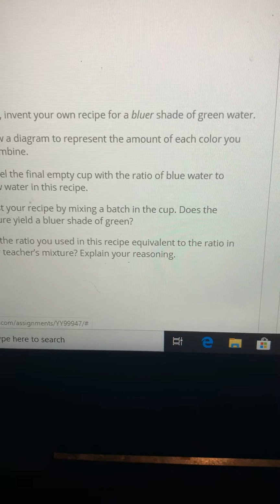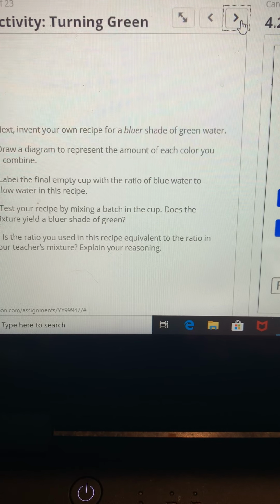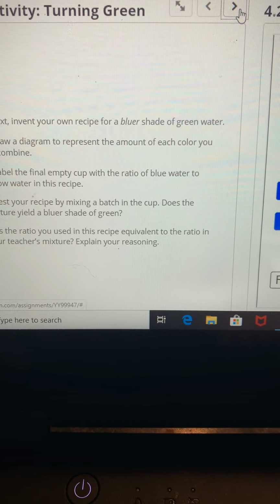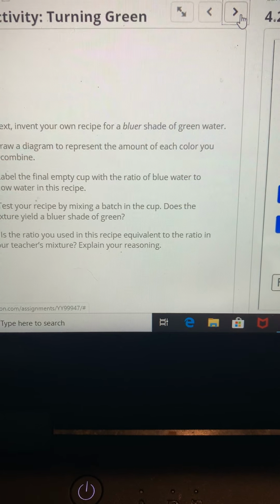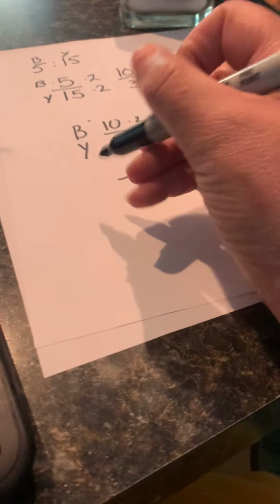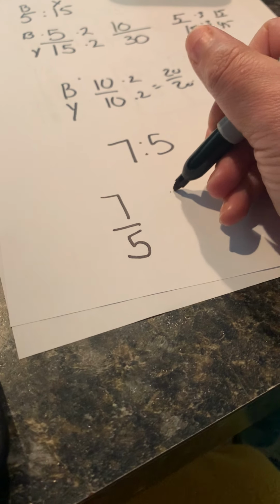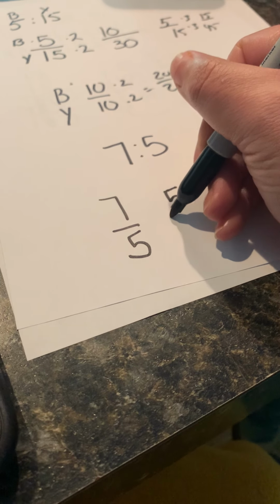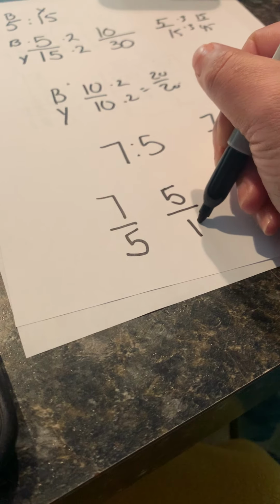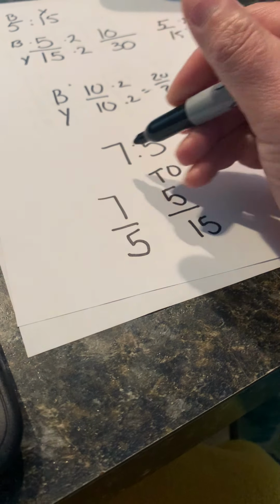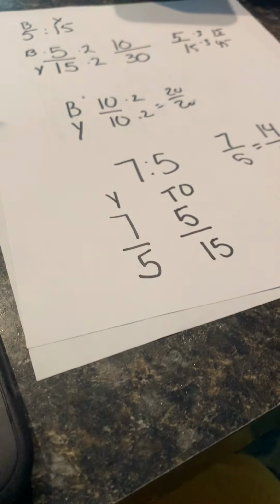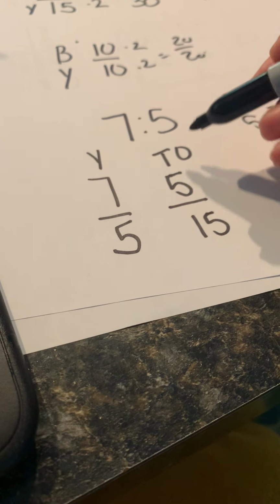But basically you're finding out if it's equivalent ratios. Is your ratio used in this recipe equivalent to the ratio in your teacher's mixture? Okay, so if I had a ratio of 7 to 5, and I tried to find out if it's equal to 5 to 15, which is the teacher's original, this is yours. If you want to find out if they're equal, there's two different things you can do.